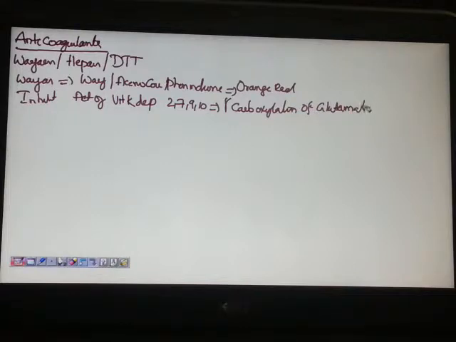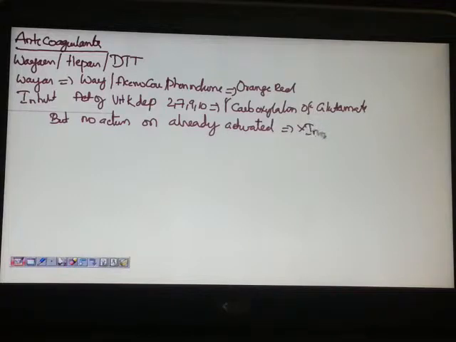The thing to be remembered here is usually warfarin inactivates vitamin K dependent factors but has no action on already activated factors. It inhibits the activation but it has no action on already activated factors. So that's why it cannot be used as initiation. It is usually used as a maintenance therapy.